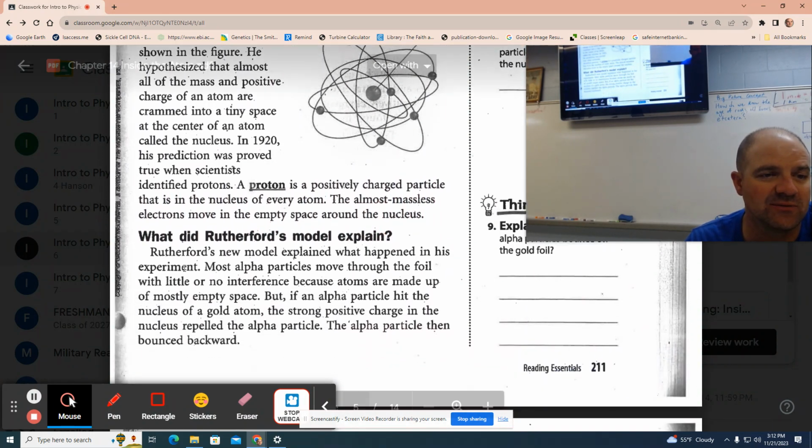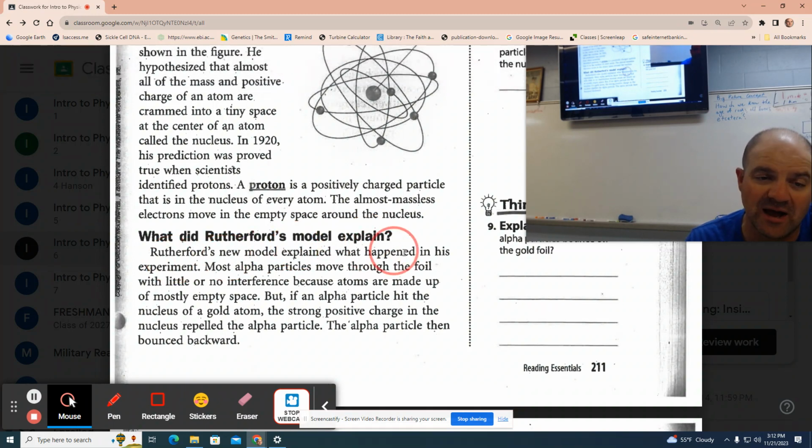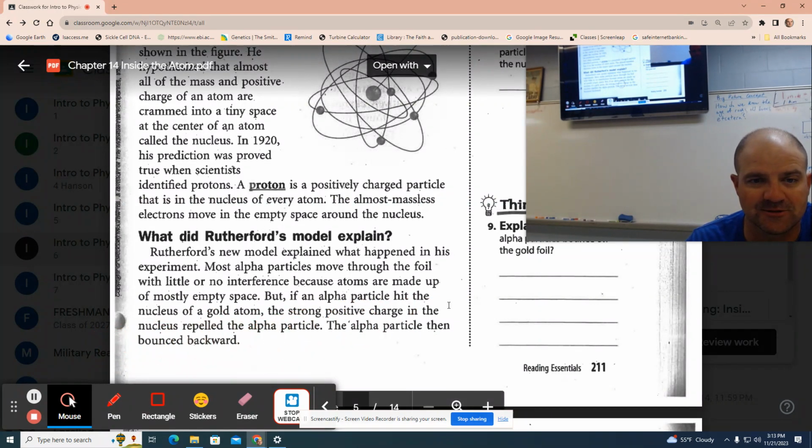What did Rutherford's model explain? His model explained what happened in his experiment. Most alpha particles move through the foil with little or no interference because atoms are made up of mostly empty space. But if an alpha particle hit the nucleus of a gold atom, the strong positive charge in the nucleus repelled the alpha particle. The alpha particle then bounced backwards.